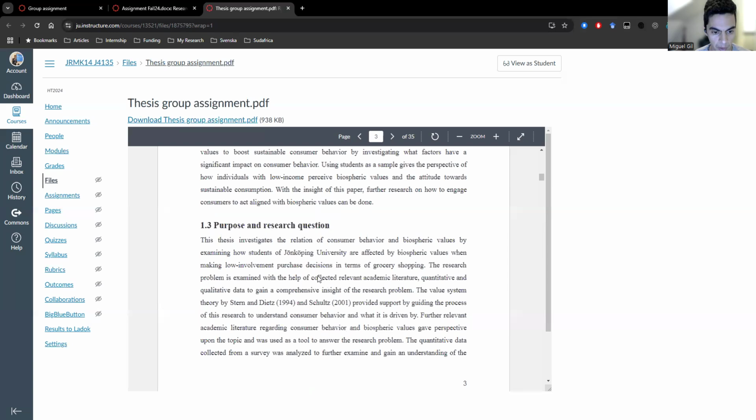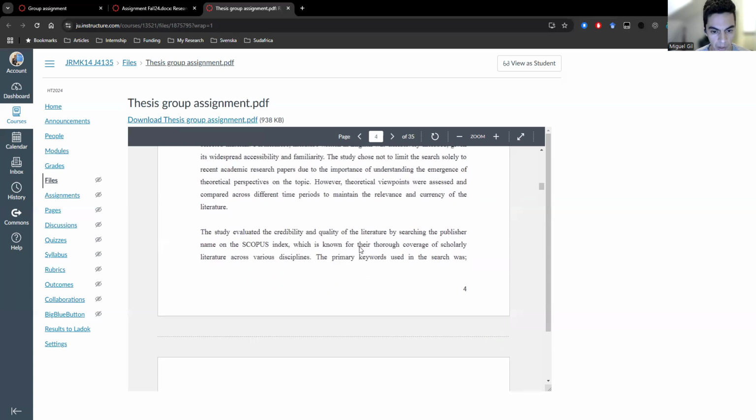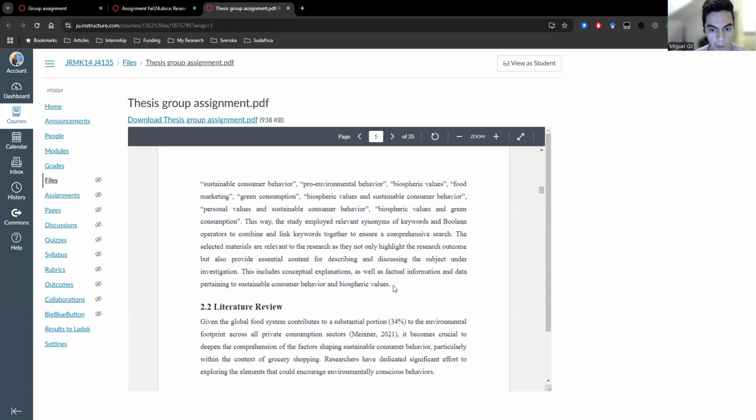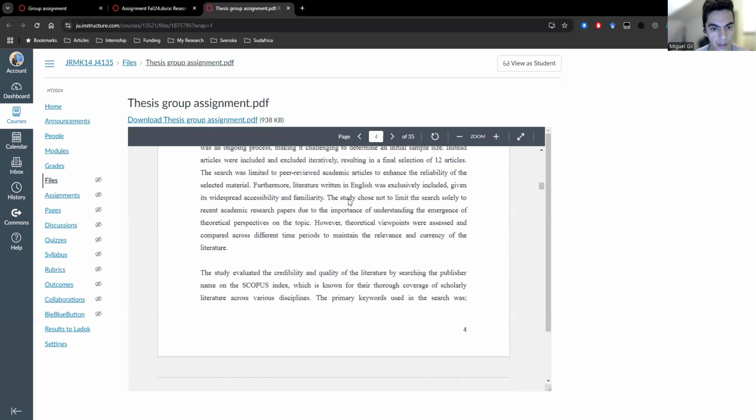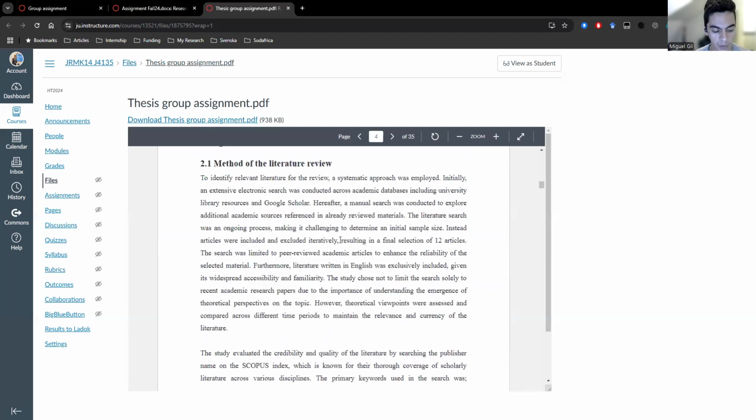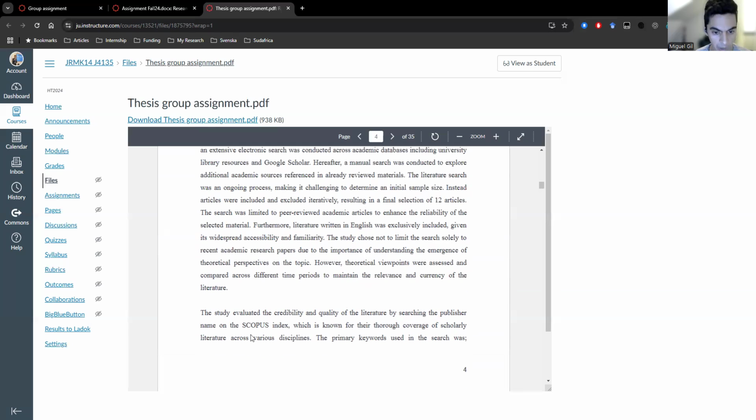From the example, let's take a look at what they have. I think they also did a good job. My complaint from this assignment is that they didn't include references to justify their choices. For example, they didn't explain why Google Scholar is considered to be a good choice or the Scopus Index to be a good quality test.